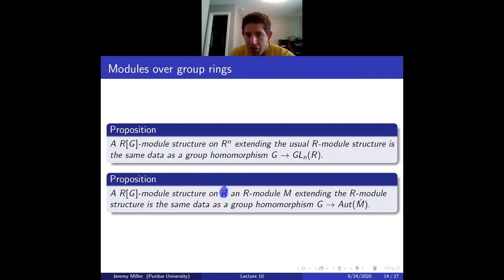A homomorphism from G into Aut M is the same information as saying how each element of G acts on M. Well, if M is an R of G module, elements of G are elements of this ring, so they act on M. That's the entire idea of this proposition. You just write everything out and see that it's exactly the same structure. So what this is saying is that modules over the group ring are the same thing as representations of the group. Any questions or things I should repeat?